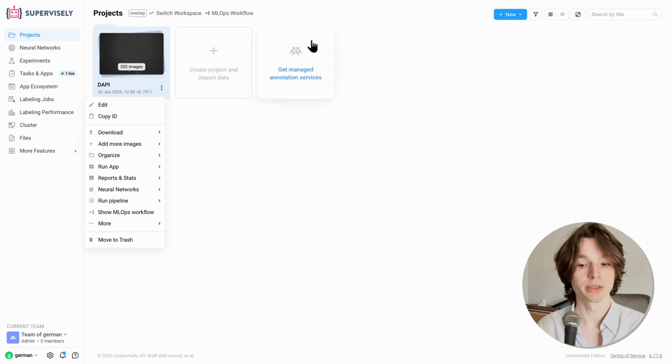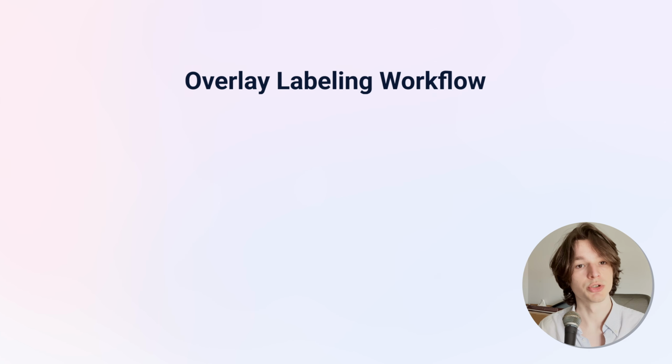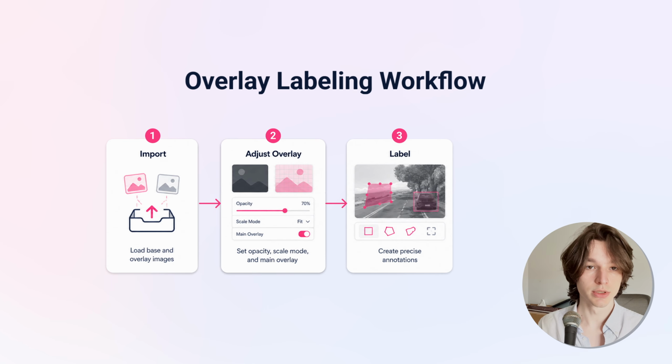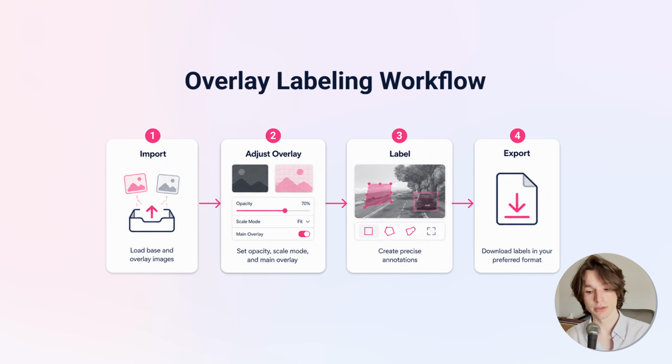The exported project then can be used for your custom computer vision training pipeline. That's the basic workflow for using overlay image labeling interface. Import your images, adjust the overlay, create accurate labels, and export the completed annotations. This approach helps reduce guesswork and makes labeling more consistent when working with complex or comparative image data.